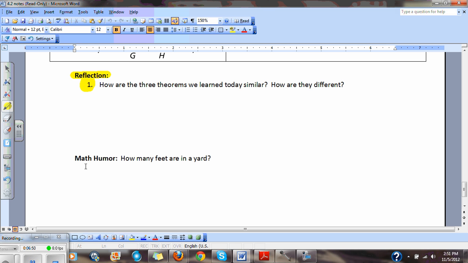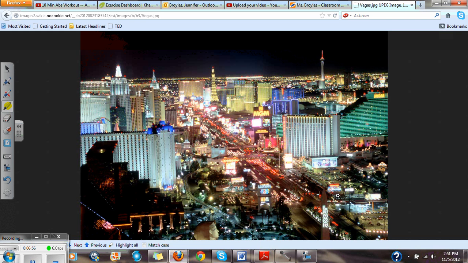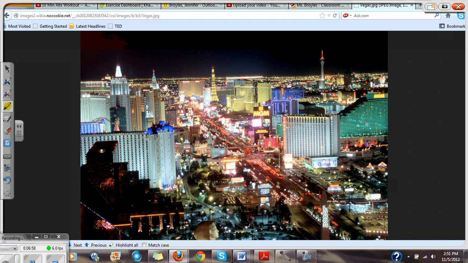How many feet are in a yard? Random fun fact of the video. We've talked about Vegas a couple times in class. In hotels, I believe we've said there's no floor number 13. If you look in hotels or any large building, there's no floor 13 because they believe it's superstitious. Also in Vegas, next time you look, see if your elevator has a floor 13.